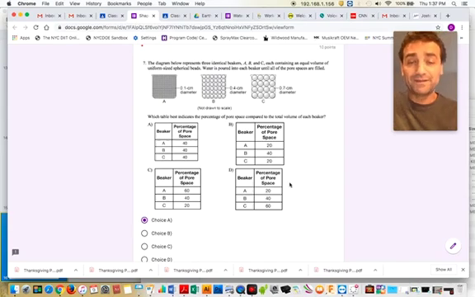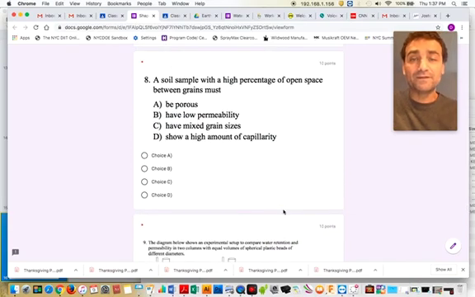Okay. Let's move on to number 8. A soil sample with a high percentage of open space between the grains must be, okay, so soil with a lot of open space in between each particle, each grain of soil, that's the pore, has what? Well, is it porous? Yeah, porous means that water can go through it, like permeability, very porous. Have low permeability? No. If it has a high percentage of space in between, it would have high permeability. Have mixed grain sizes? Well, no.